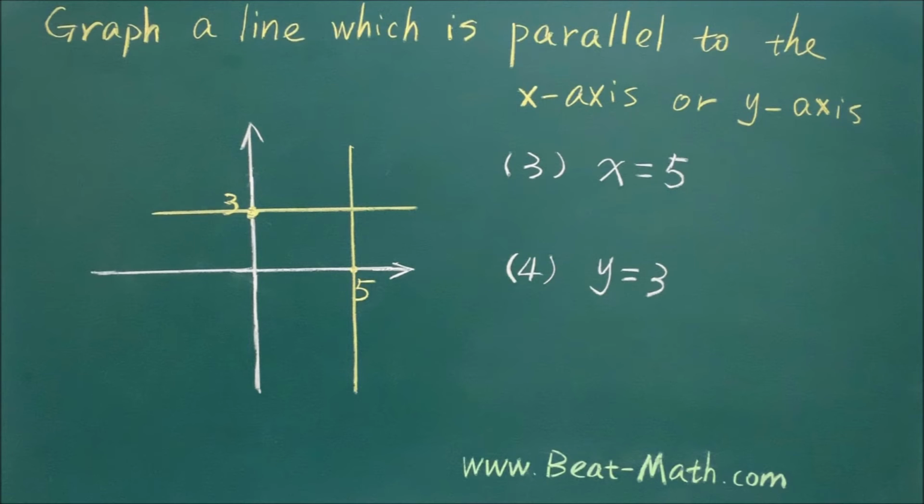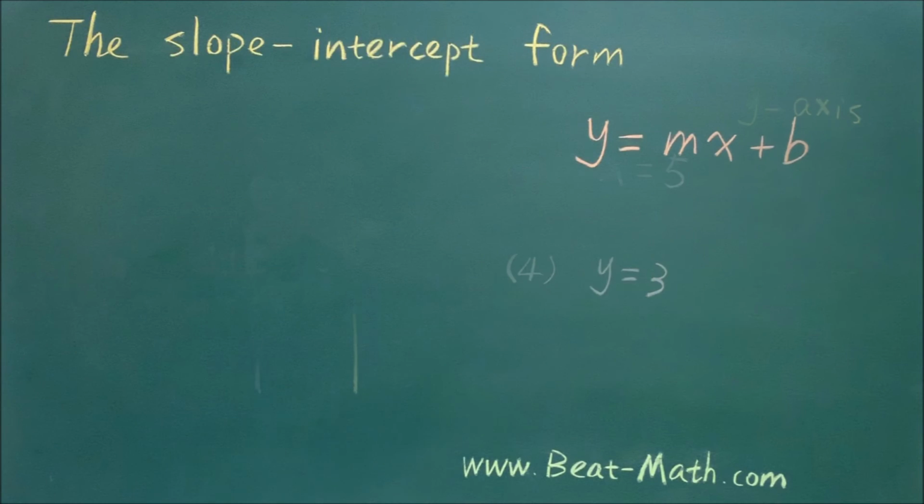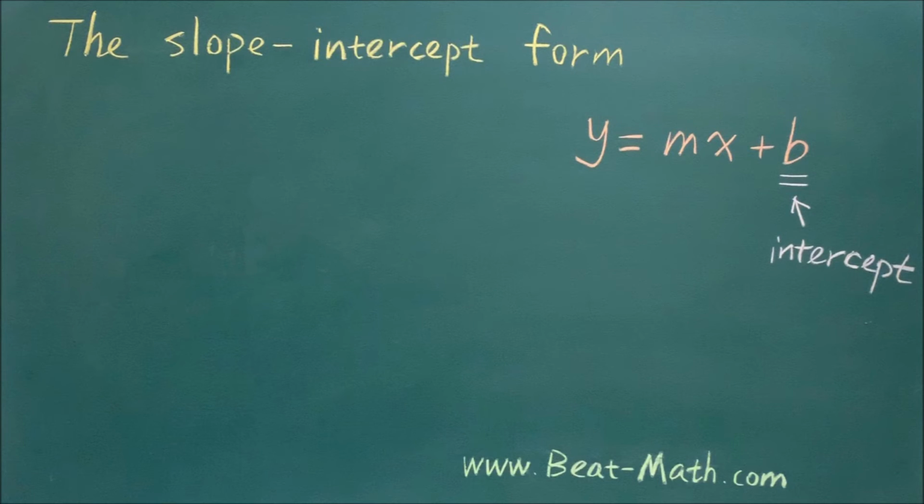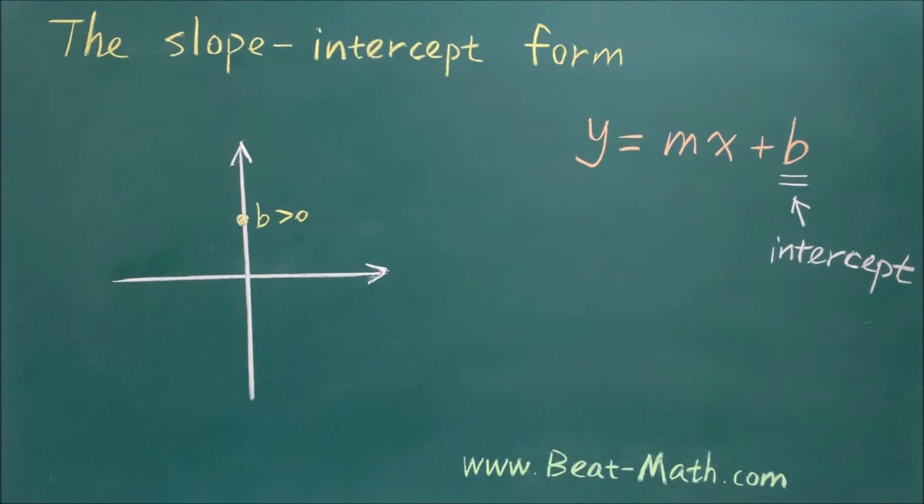Let's talk about the second method, how to graph a line given a point and the slope. The slope-intercept form of a linear equation is y equals mx plus b. In this form, the coefficient of y is 1, and b is the y-intercept. When b is greater than 0, the intersection of the line and the y-axis is above the origin. When b is less than 0, the intersection is below the origin. m is the coefficient of x. It's the slope of the line.